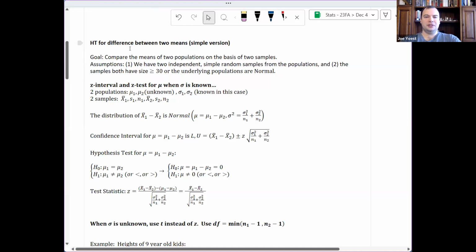Okay, so when we get to comparing two means, where we have two different populations, each population has its own mean, and we have the same problems as before: we typically don't know the population means, and also typically don't know the population standard deviations, although when we start out, we're going to assume that we do know them to make things just a little simpler.